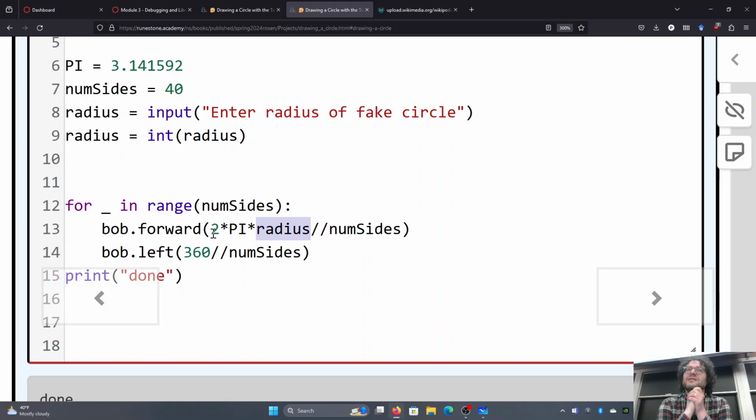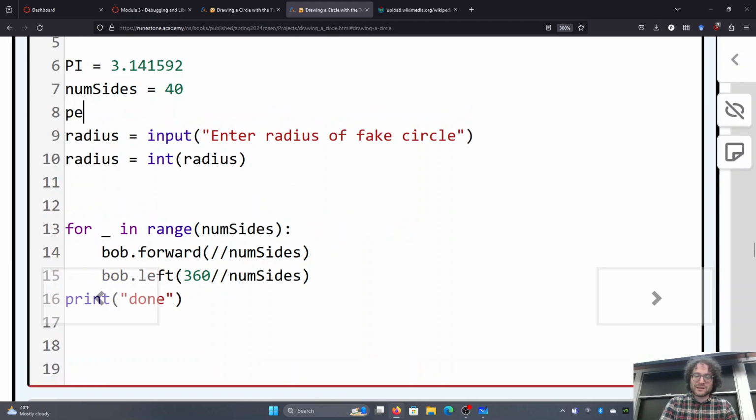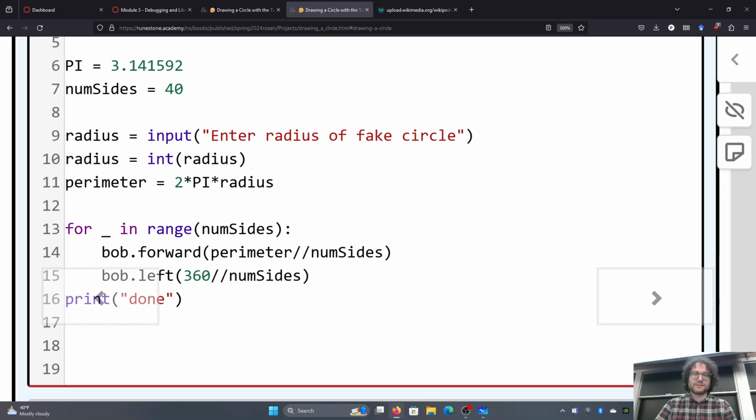Make sense? So we had some total amount, so we can actually pull this out and say this is the perimeter. It's equal to 2 times pi times the radius. Actually, let's go ahead and, right, we can't use that before radius is declared. And we can say perimeter is divided by the number of sides. Make sense?